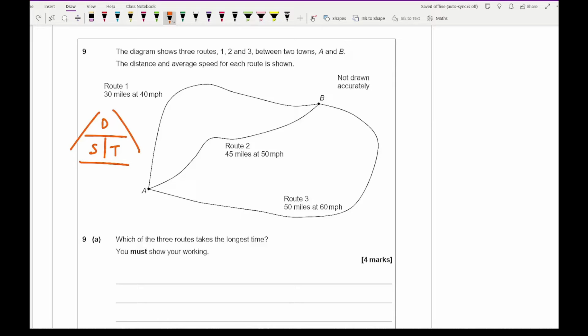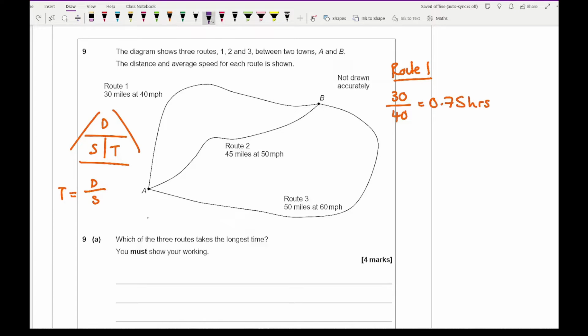What we want to do is work out the time of each route, in which we're going to do distance divided by speed. So looking at route 1, we get 30 miles at 40 miles an hour. So that's going to be 30 divided by 40, which is 0.75 hours.